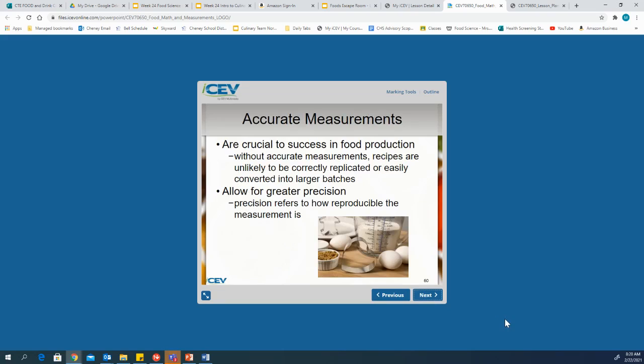When we are talking about measuring, it's so important because it's crucial to success in food production. Without being able to measure accurately, your recipe is likely to come out incorrect, or it will be hard to replicate a recipe multiple times, and harder to convert it into larger batches, which are all very critical in food production. It also allows for precision. When you are creating a recipe, you want to be able to replicate that product over and over again to get the same standard every single time. And the way you do that is through accurate measuring.